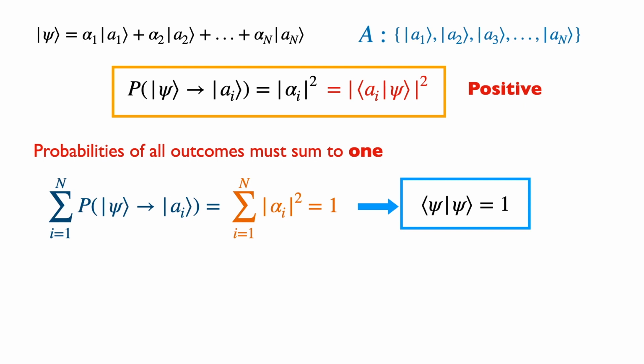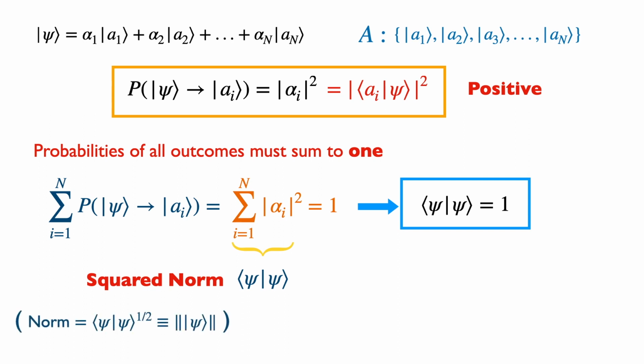Note that the sum of all alphas is equal to the inner product of psi with itself. This is easily seen by applying the orthonormal conditions in the A basis. It is also known as the squared norm of a vector, while the norm itself is just the square root of this and can be interpreted as the length of the vector. Thus, the requirement on the sum of all probabilities being 1 corresponds to the condition that state vectors must normalize to 1. This is also known as the normalization condition.